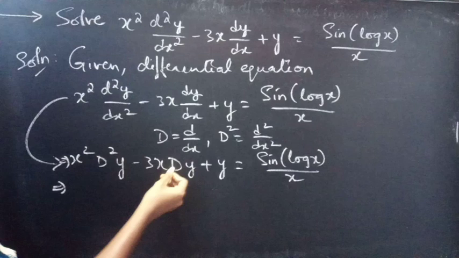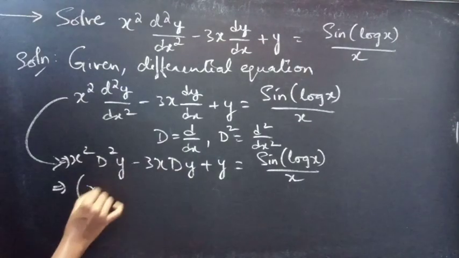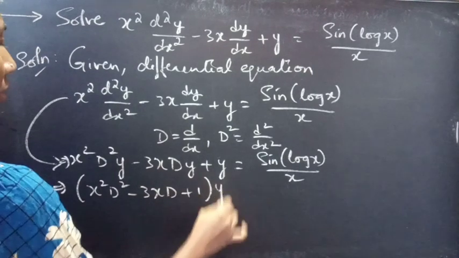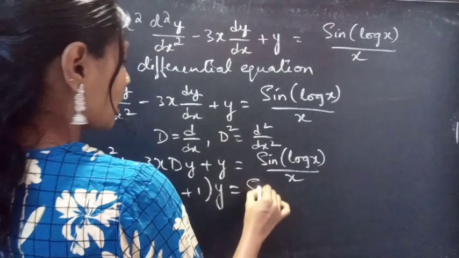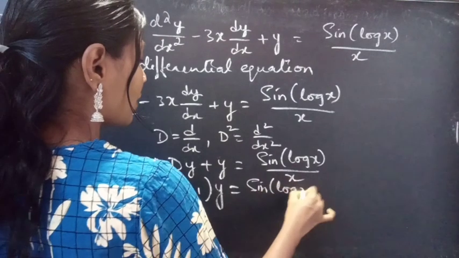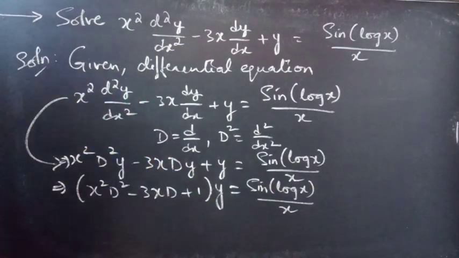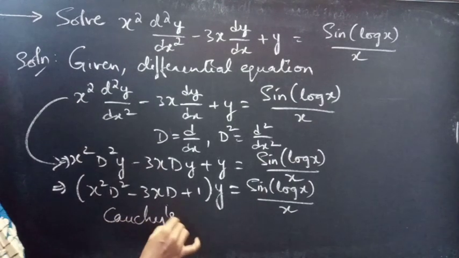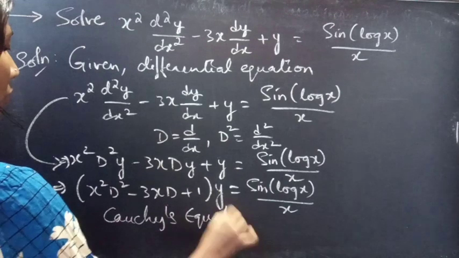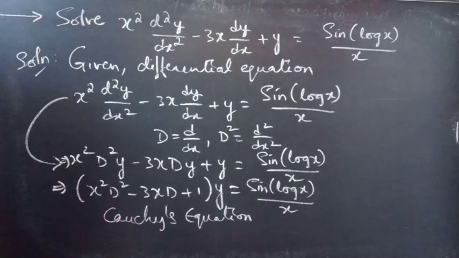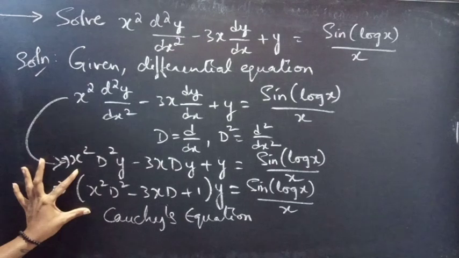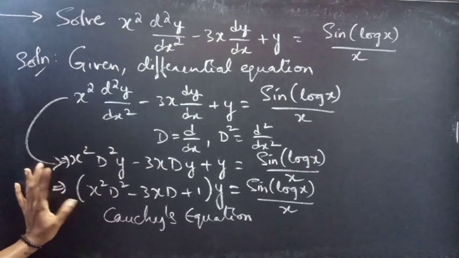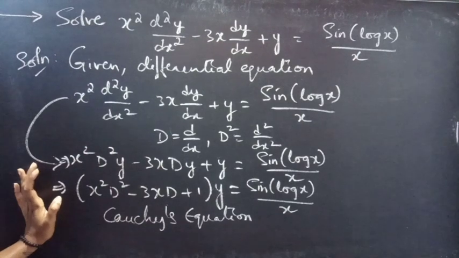Now take y common from all the three terms of LHS. We'll get x square D square minus 3xD plus 1 into y equals to sine of log x by x, right? Which is a Cauchy's equation. Now, we'll just reduce this equation to a higher order linear differential equation with constant coefficients by making a simple substitution.